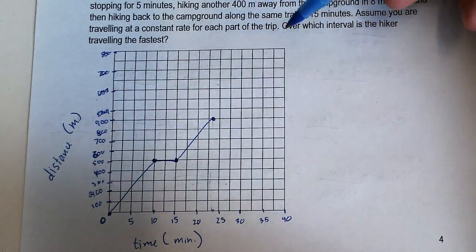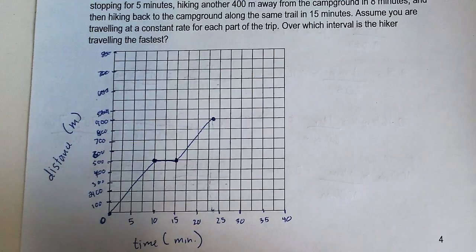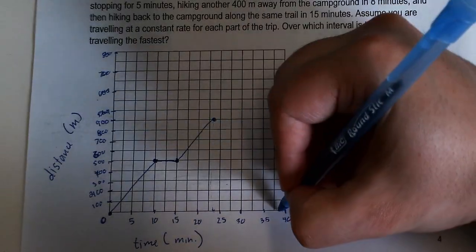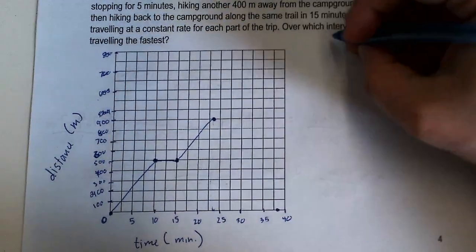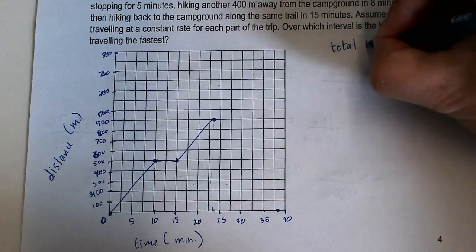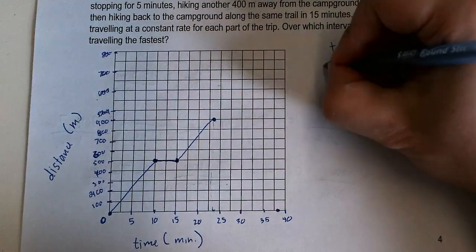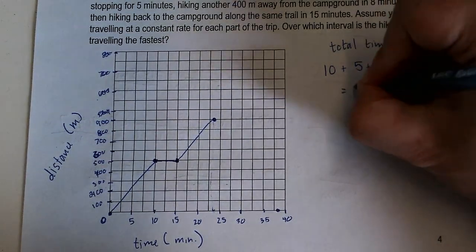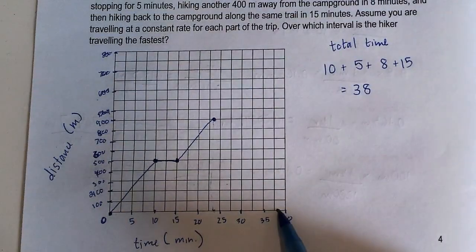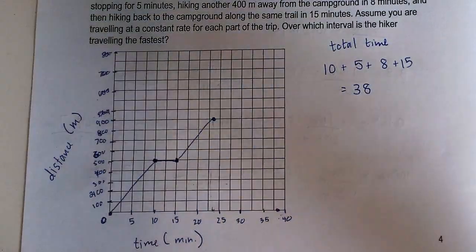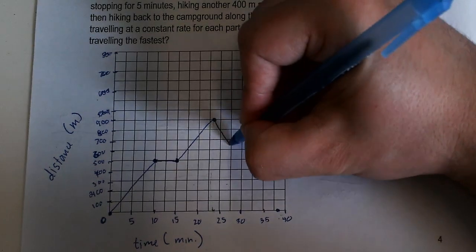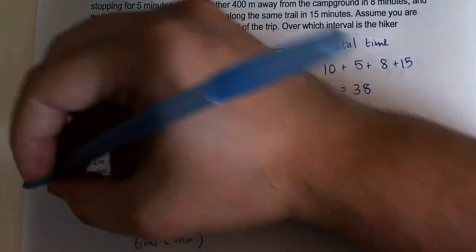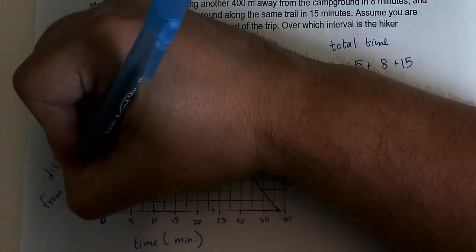And again, we can connect those lines. And then we hiked back to the campground along the same trail over 15 minutes. So we're going to go back down to 0. And if we add up all the time, let's just see where we should put it. So the total time was 10 plus 5 plus 8 plus 15, which I believe adds up to 38. So I'm going to put a point here at 38, and we're back down to 0 because we're back at the campground. So something that looks like that. So I'm going to say this is the distance from the campground.